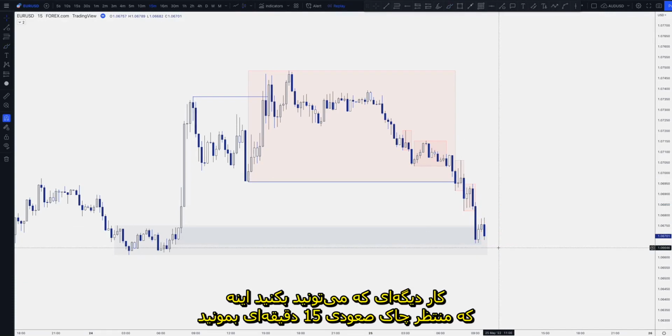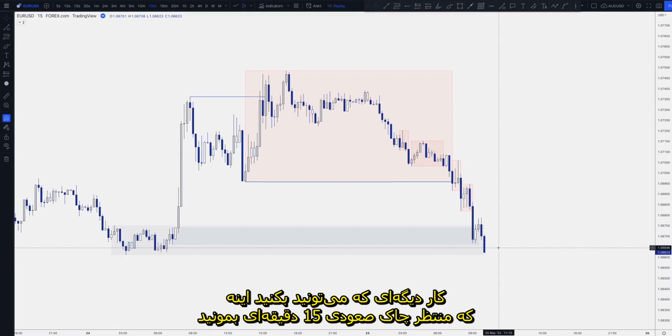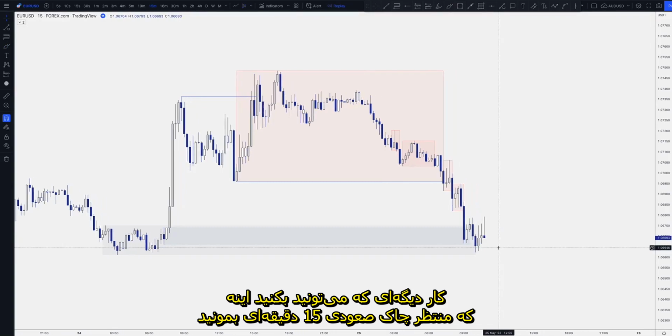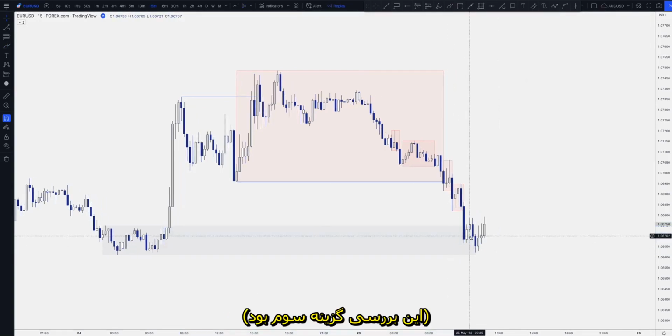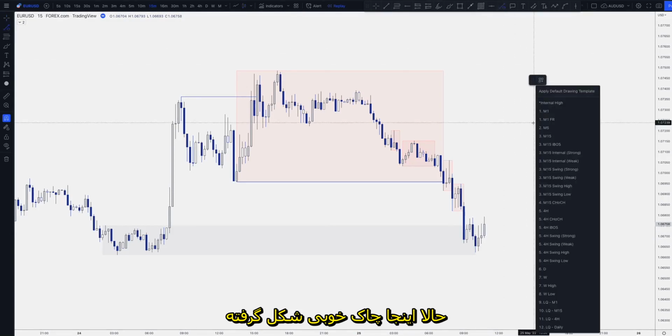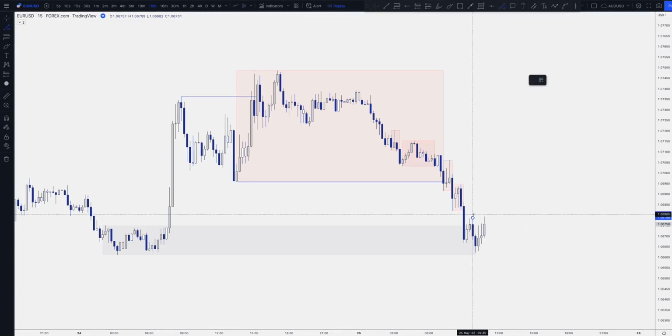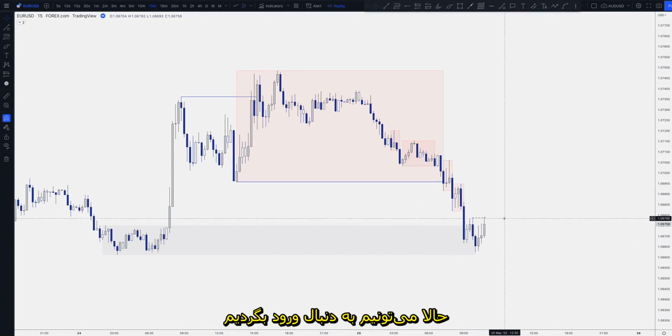Cool. Other thing we can do, or typically wait for, is a bullish change of character on the M15. All right, so that clearly fails. And then we get a nice change of character here, right? Cool. So now we could start to look for entry.